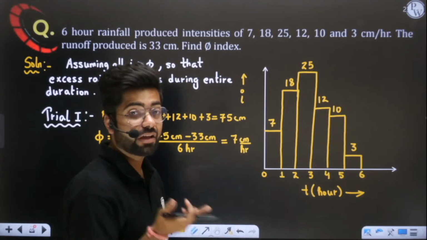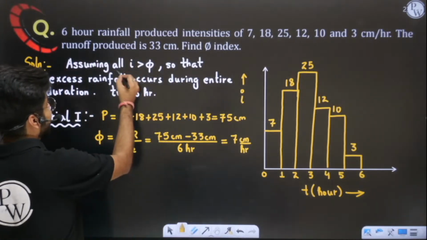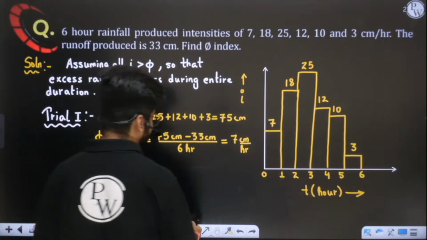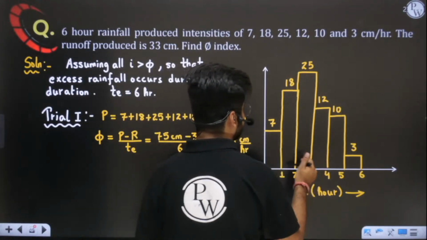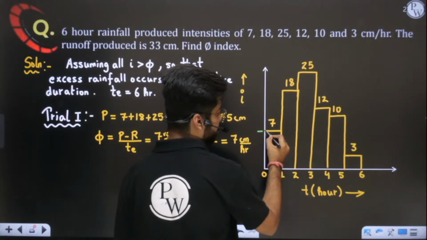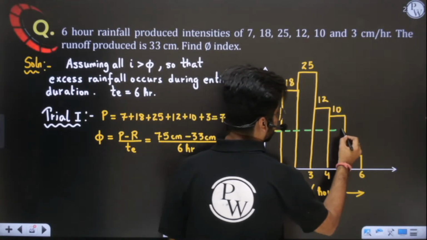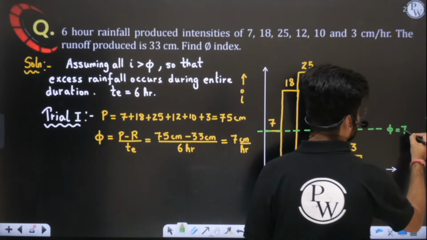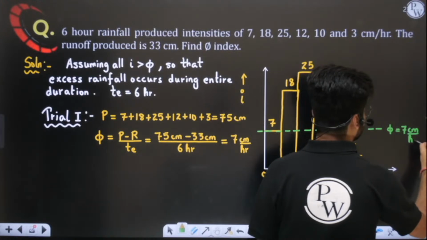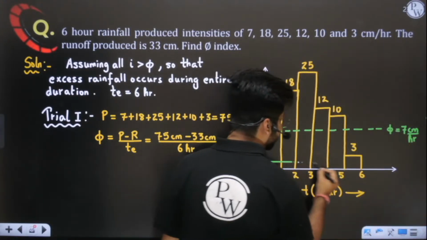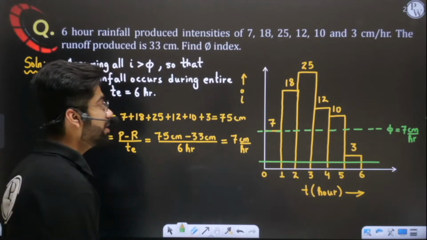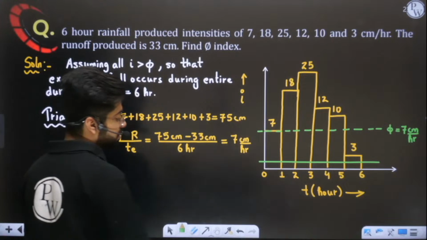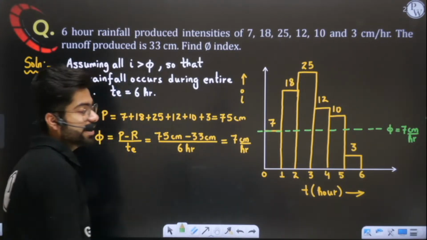Now the thing is we are in trouble. Why? Because we have assumed that all the I values are greater. But sir, if I draw this 7 centimeter per hour line, it will pass from 7 only. This is our first value of phi, 7 centimeter per hour. We had assumed that the phi value was less than all the intensities of rainfall. Yes or no? But unfortunately we are not getting it.